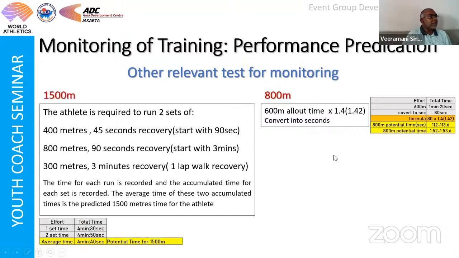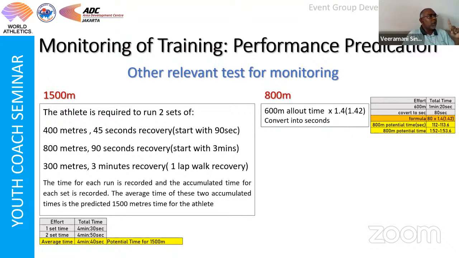For 1,500, this is a very famous one. I think you can find it everywhere. It starts with 400 meters. You take a 45-second recovery, and then you run 800 meters. You take a 90-second recovery, then 300 meters. You take a 3 minute break. You repeat the set again.